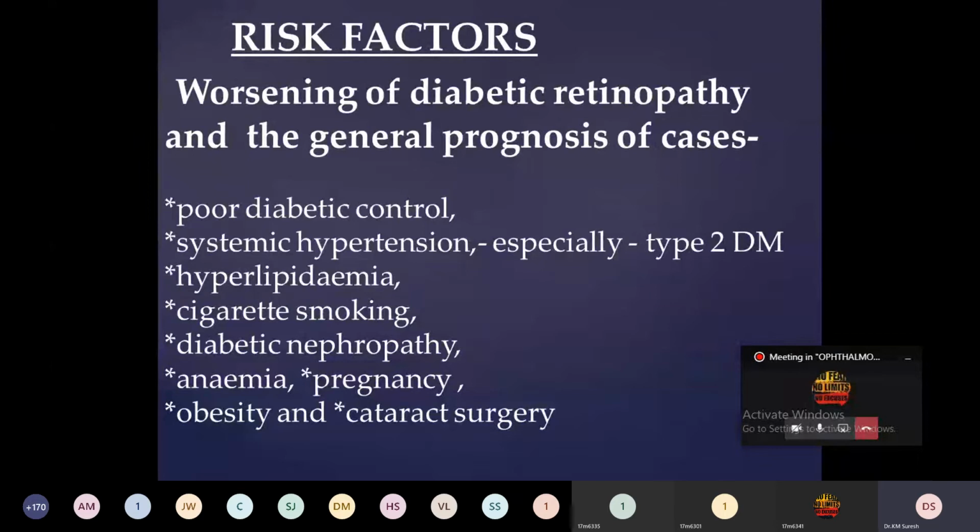Coming to systemic hypertension, it should normally be controlled with at least 2 drugs, especially when it's associated with type 2 diabetes mellitus. And in such cases, they have observed in various studies that the diabetic retinopathy changes have come down dramatically after treating systemic hypertension really well.